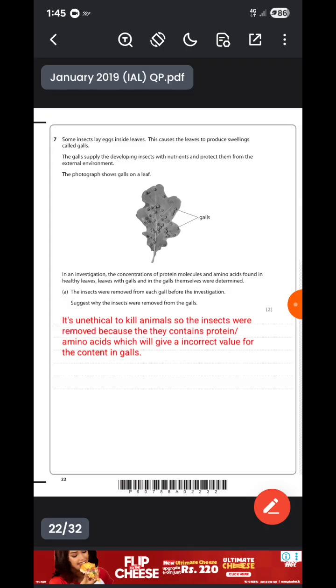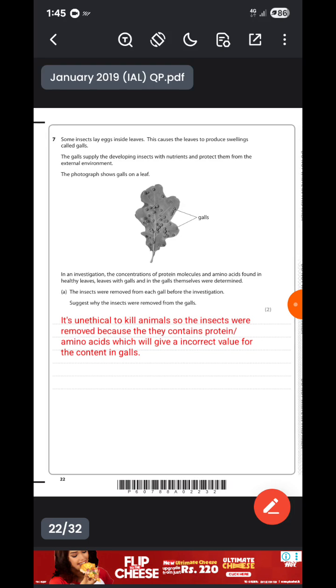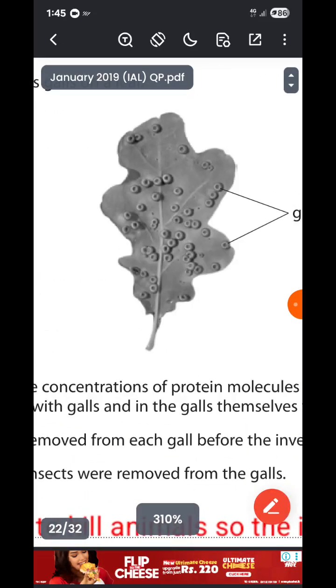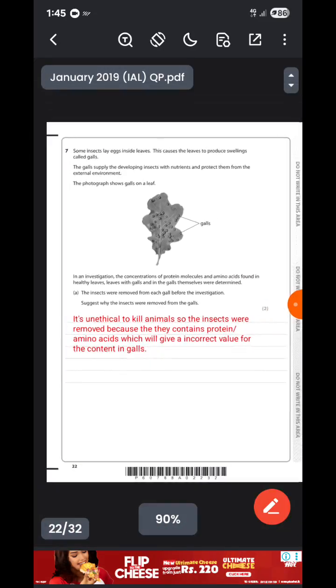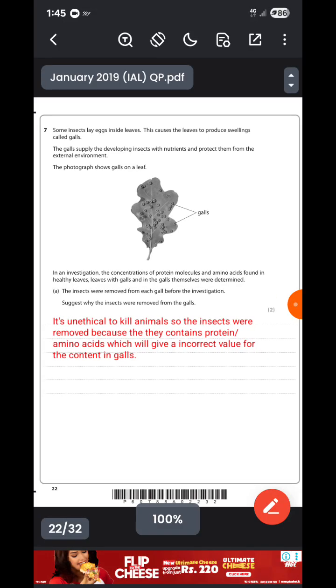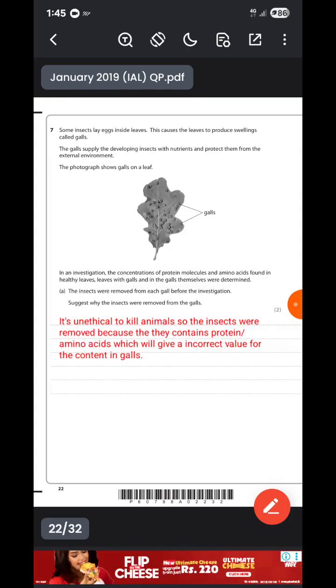Question number 7. Some insects lay eggs inside leaves. This causes the leaves to produce swellings called galls. The galls supply developing insects with nutrients and protect them from the external environment. The photograph shows galls on a leaf. So here these are the galls they have marked, ring-shaped small circles. In an investigation, the concentration of protein molecules and amino acids found in healthy leaves, leaves with galls and in the galls themselves were determined.